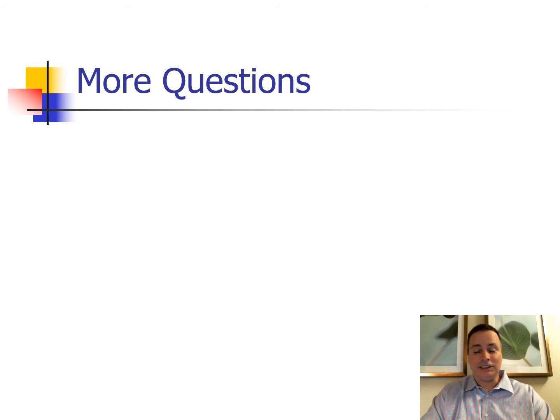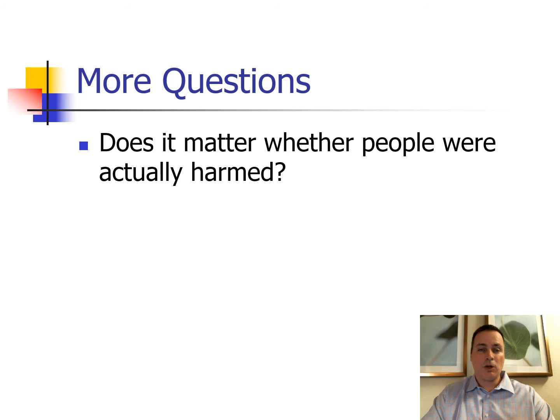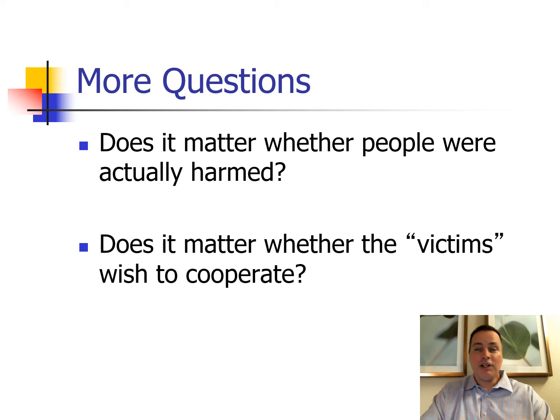Again, there are even more questions this fact pattern can engender, right? Does it matter whether people are actually harmed? Or does it matter whether the victims wish to cooperate? Let's say everything in the end worked out, right? She lied, but somehow she made money, right? In tort law, I would say that it does matter because the primary purpose is to compensate victims. If victims weren't harmed, then no tort. But in criminal or professional situations, again, it wouldn't matter as much because what you're trying to do is protect society and the confidence in the industry in general.